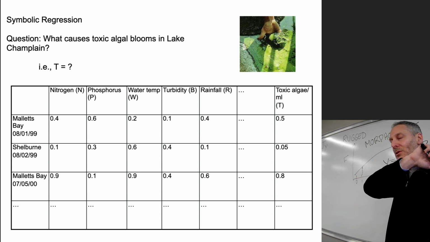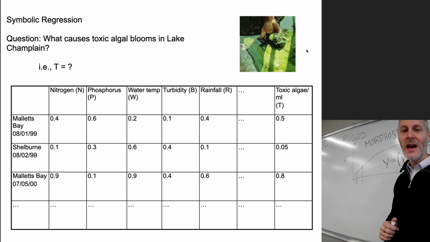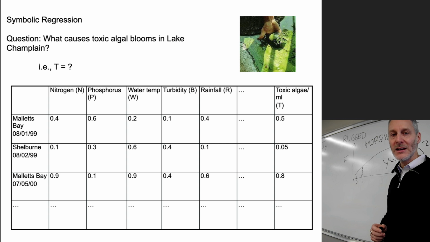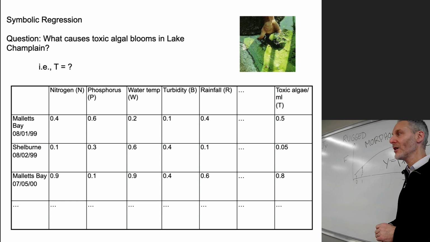Most of you know the summers here in Lake Champlain. Every once in a while, you get these really nasty algal blooms. They can kill your dog. They can make you very sick. They're not a good thing. No one yet has been able to predict where and when and how much algal blooms will appear in the lake for any given summer.